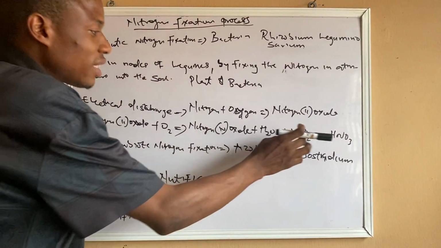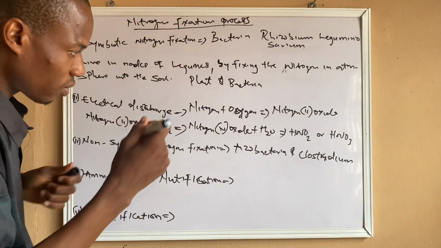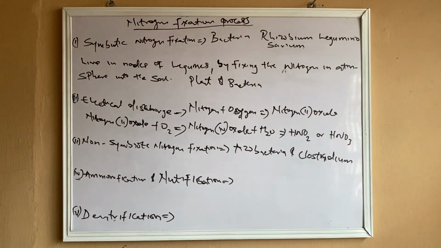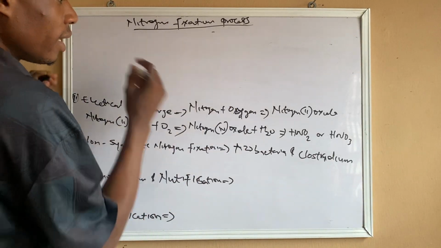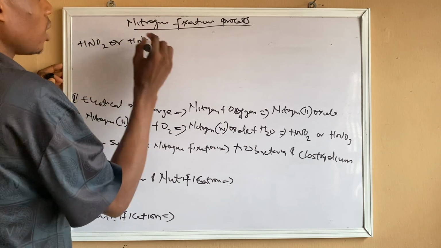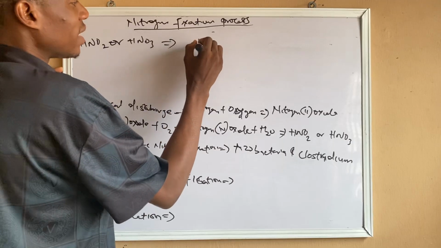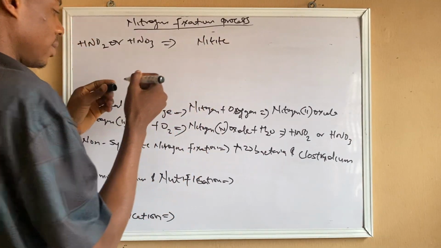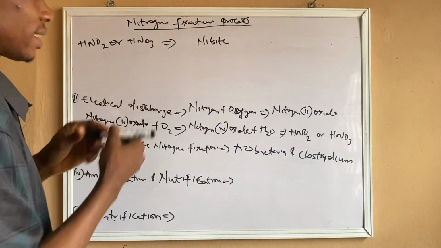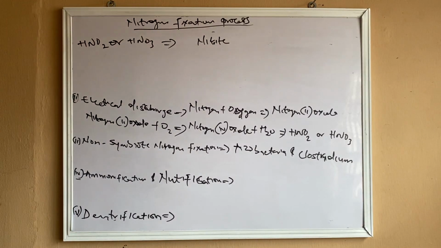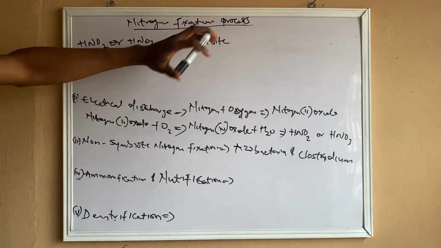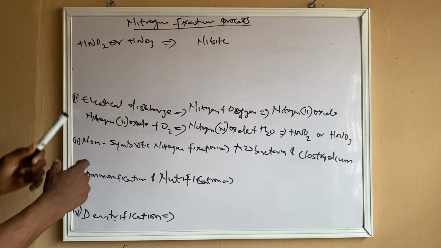This nitrous or nitric acid now dissolves. So this HNO2 or HNO3 now dissolves to give us what? The nitrite, right? Then after it has given us the nitrite, it now comes to what? If you remember the diagram we showed in the nitrogen cycle, this is exactly how the sequence was. So then it now comes to what?